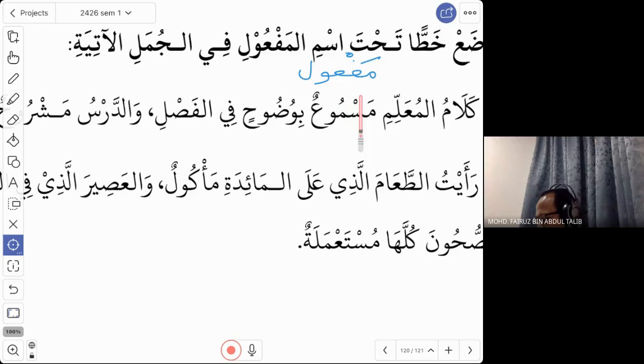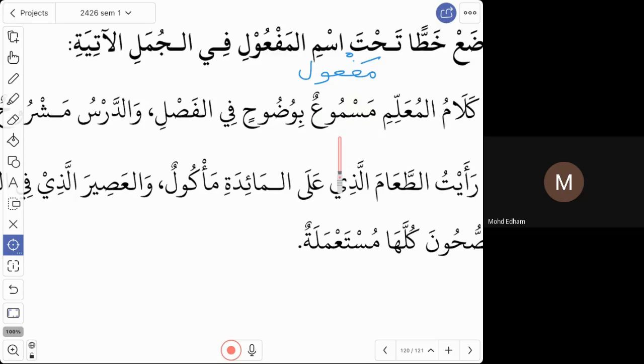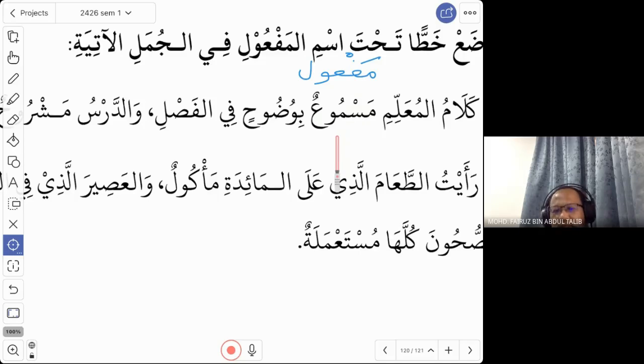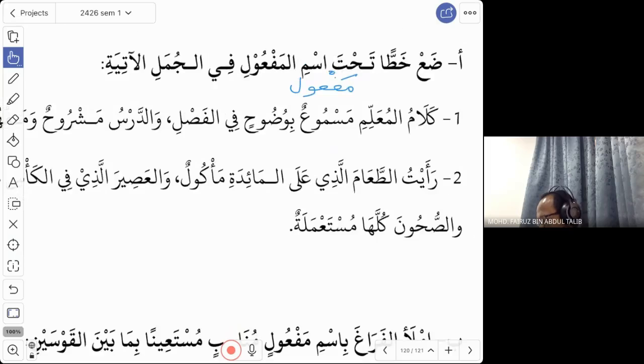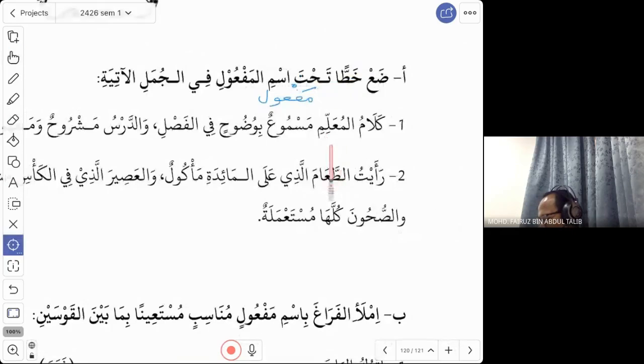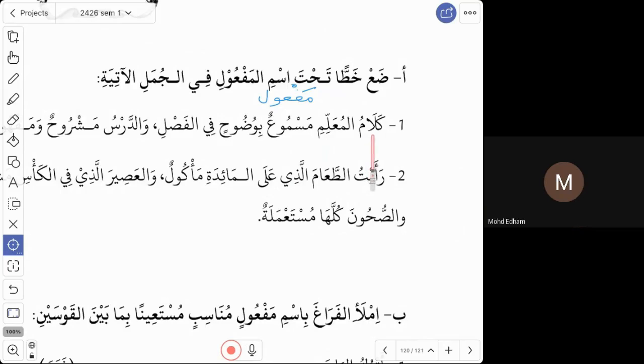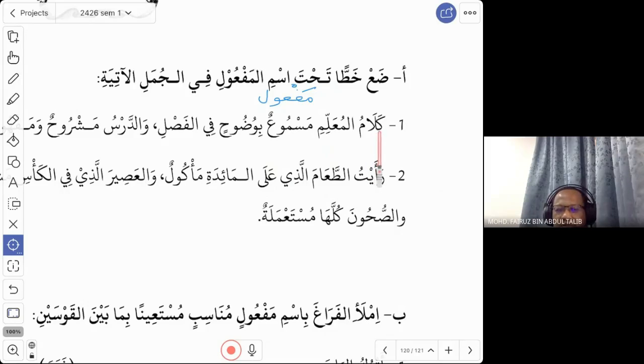So what is the meaning of masmu' then? We know the word sami'a is to hear. What is masmu'? To be heard. Something that is heard. Yes, that is isim maf'ul. So now what is the meaning of the whole sentence? Kalamul muallim masmu' biwuduh. What is kalam? Speech. So the speech of the teacher is heard.